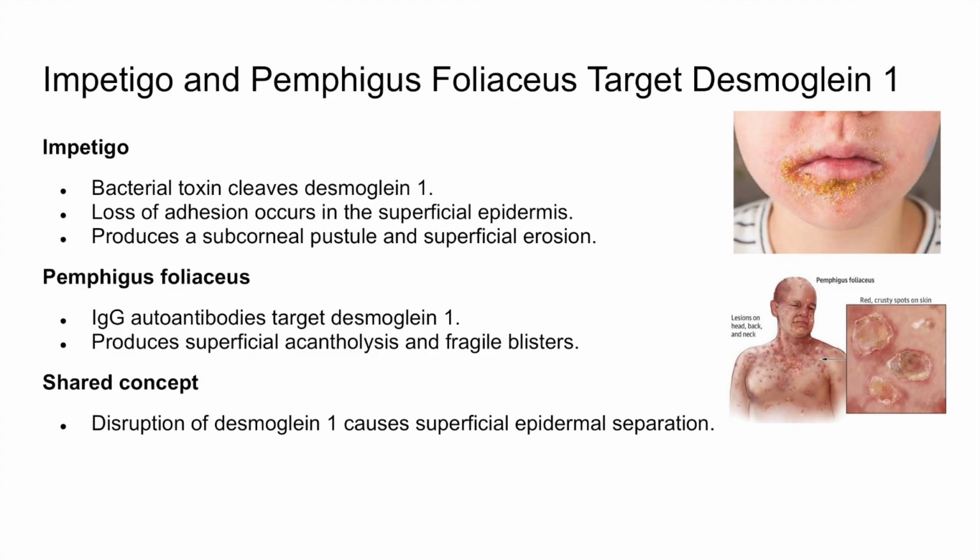So IgG antibodies target desmoglein 1 and cause superficial acantholysis. Because desmoglein 1 is most important near the skin surface, both disorders produce shallow, easily ruptured lesions. So mucosal disease is uncommon in pemphigus foliaceus because other adhesion proteins help maintain the oral epithelium.